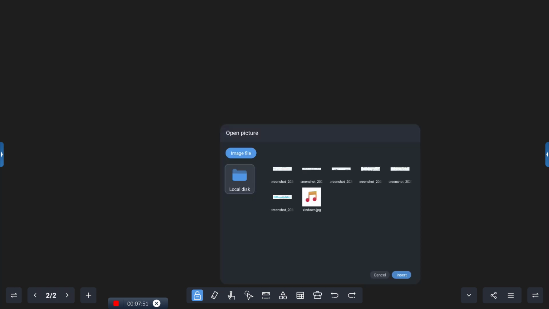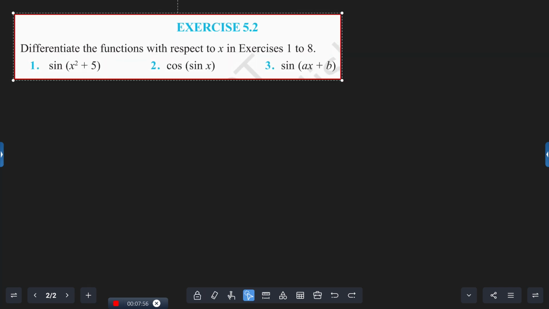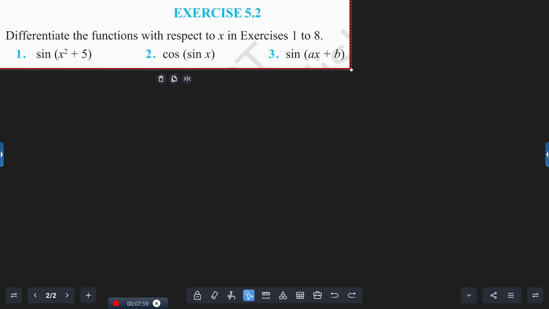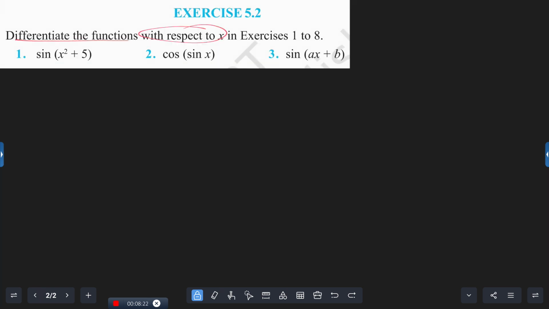We are going to exercise 5.2. Question number 1, 2, 3 I have mentioned here. Differentiate the function with respect to x. This is very important. The previous formulas, everything I gave with respect to x only, with variable x. Already we have seen these things in 11th standard. Now we are entering exercise 1 to 8, just normal derivatives we have to do.